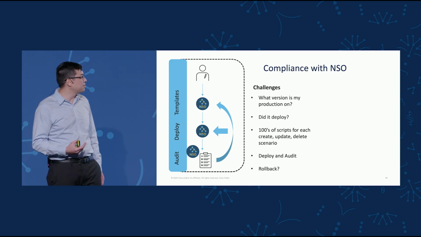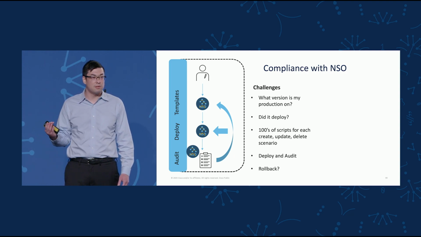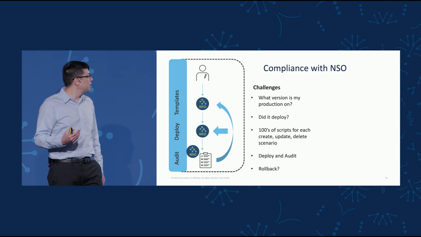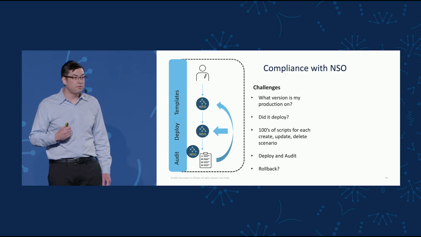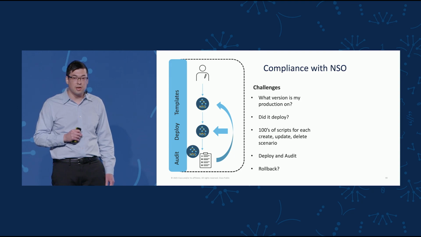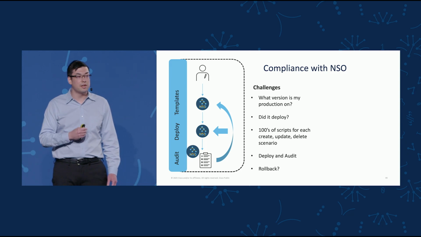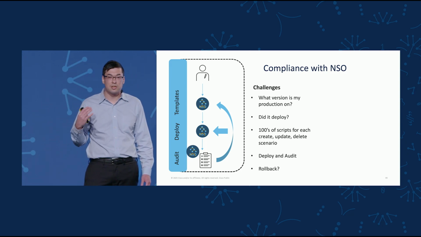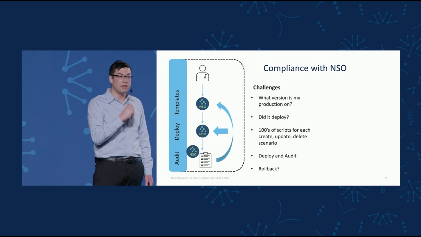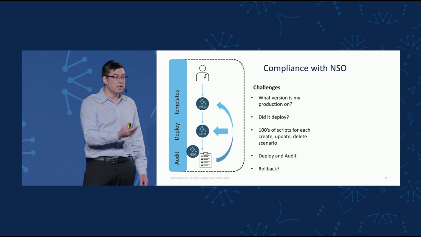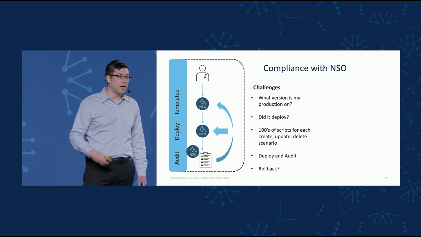Some of the challenges we found is if I have multiple baselines or versions, I ask the question, what version is my network on? Did it deploy? When I ran my remediation script, is my configuration actually remediated in the network? And then we have hundreds of scripts for these remediation validations of create, update, and delete, and having to maintain all those depending on the different scenarios. And then I need to audit and make sure, again, that the remediation was effective in the network. And then if something does not work out, I need the ability to roll back.